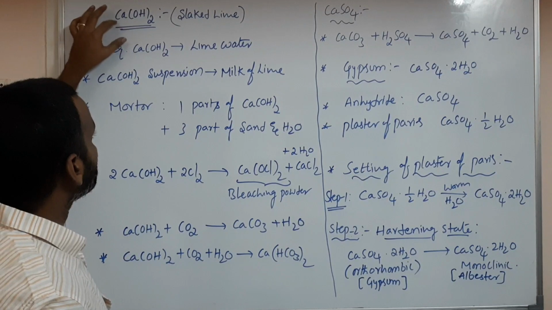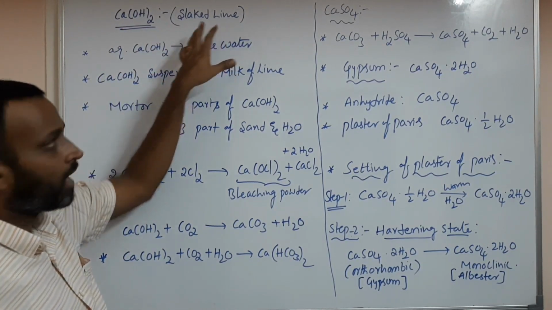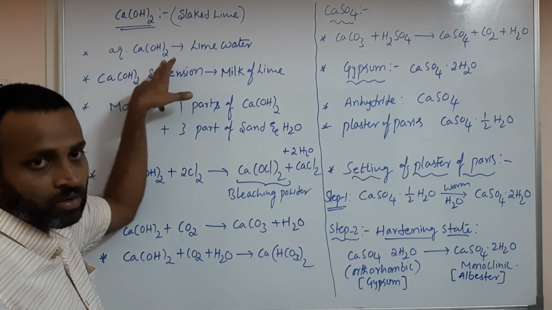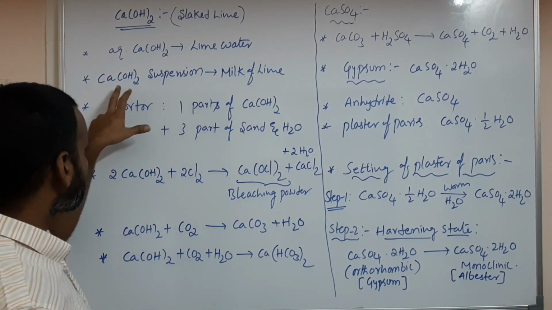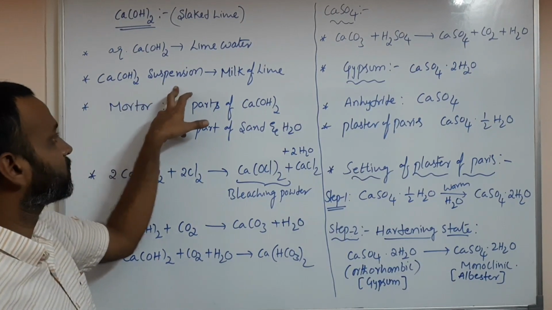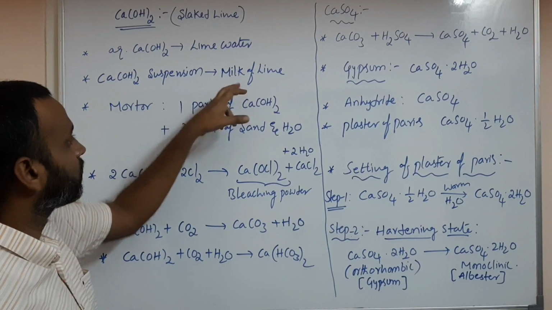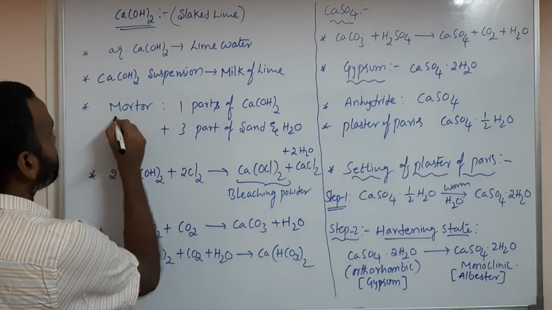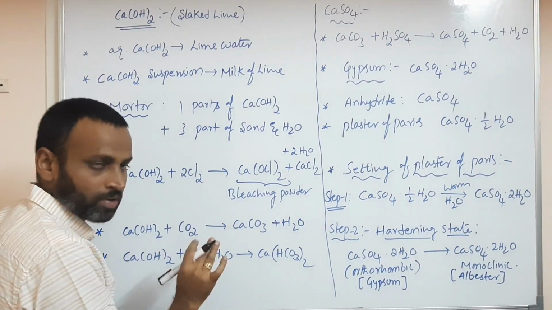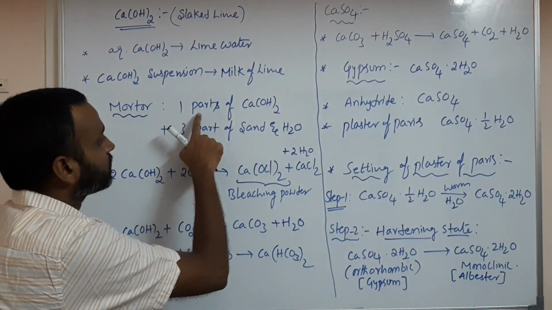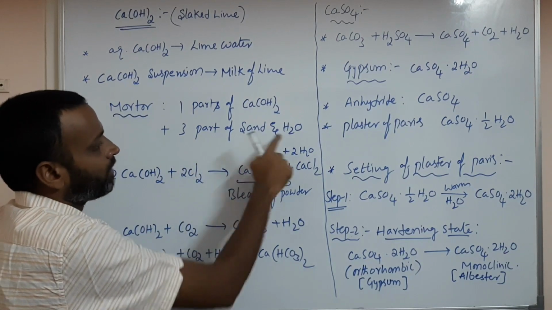Okay, so first, calcium hydroxide, I told you, is called slaked lime. Aqueous calcium hydroxide, meaning calcium hydroxide in water, we call lime water. Calcium hydroxide suspension, without excess water, concentrated, is called milk of lime. And we use calcium hydroxide as a building material, as a mortar. It is 1 part of calcium hydroxide and 3 parts of sand and water.